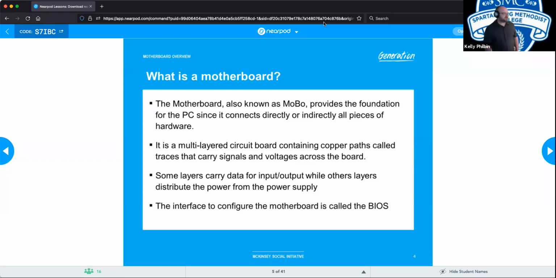The interface to configure the motherboard and let it know how to talk to all these fun things being hooked up to it is called the BIOS. Although currently the BIOS is being replaced by a newer, more updated system called the UEFI. We will also touch on that, and on how to quickly identify which one you're actually working on.